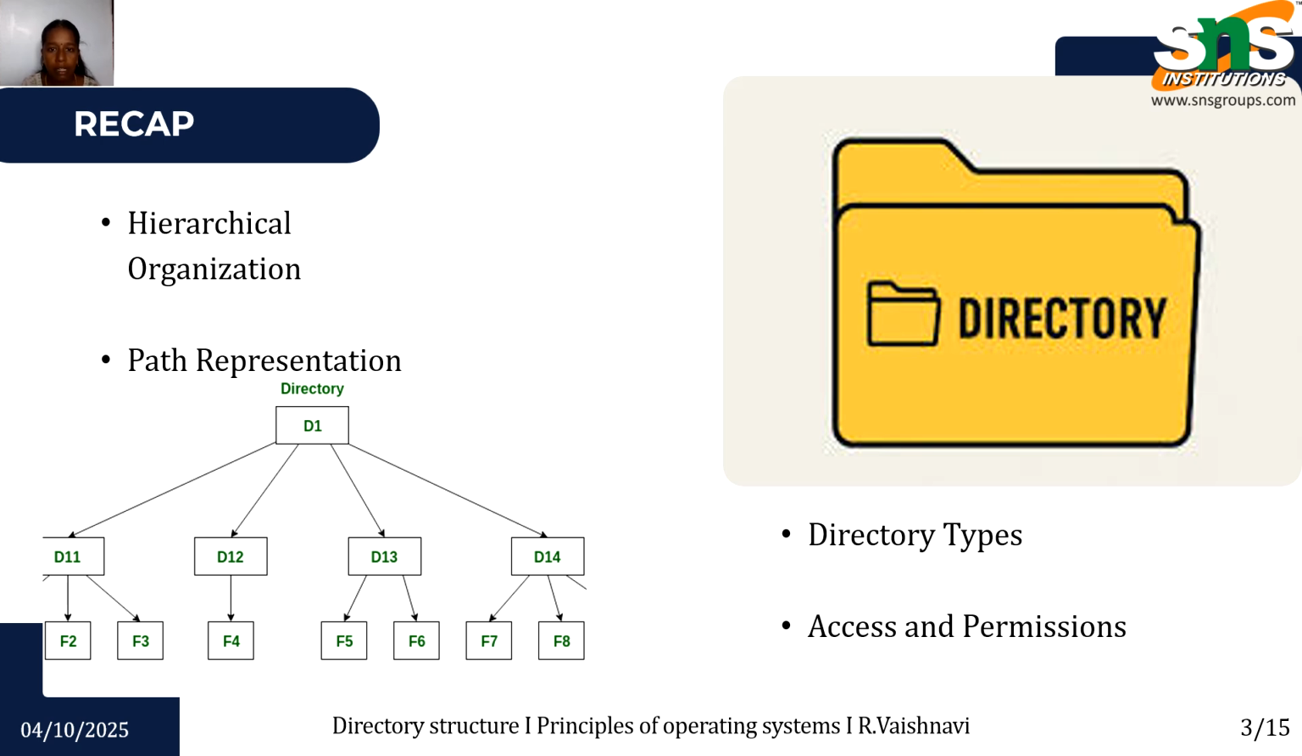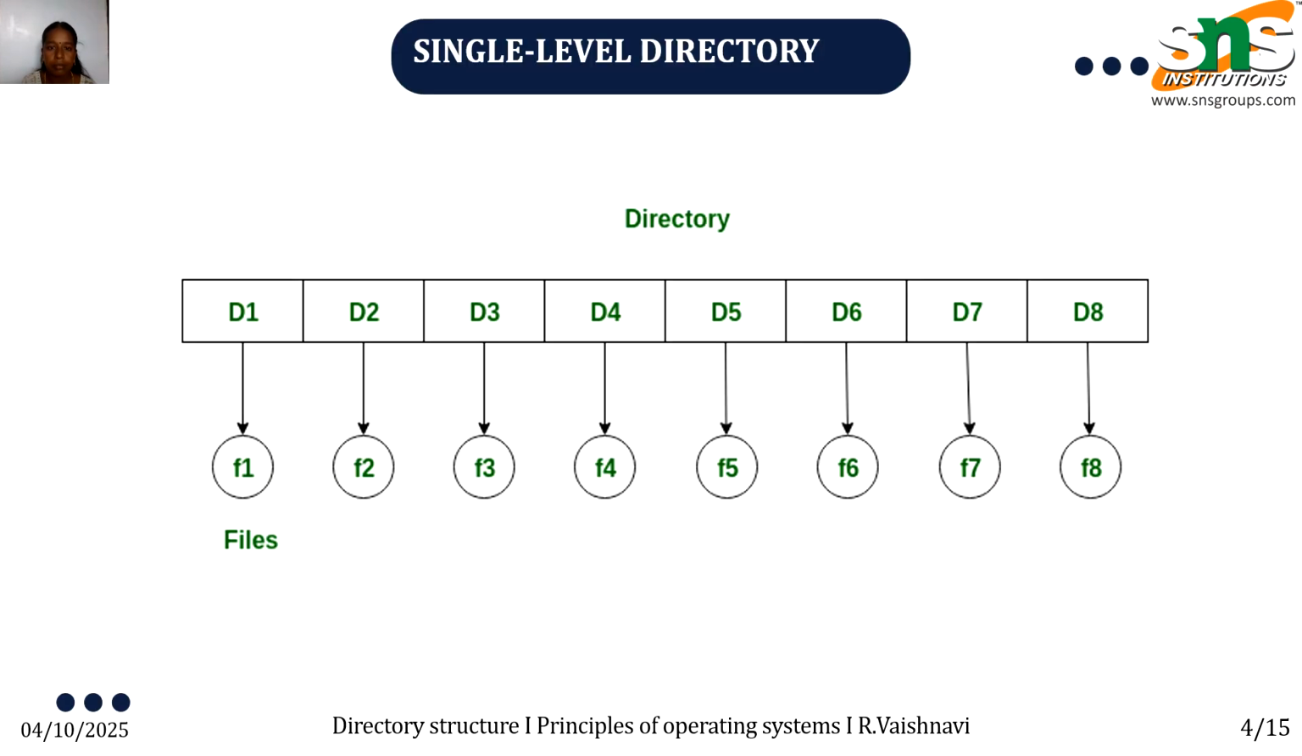What is a directory? The collection of files, we call it a directory. Here we have the hierarchical organization, the path representations, directory types, and the access and permissions. In a directory, we have different types of directory levels. First one will be the single level directory. In a single level directory, each directory has single files.